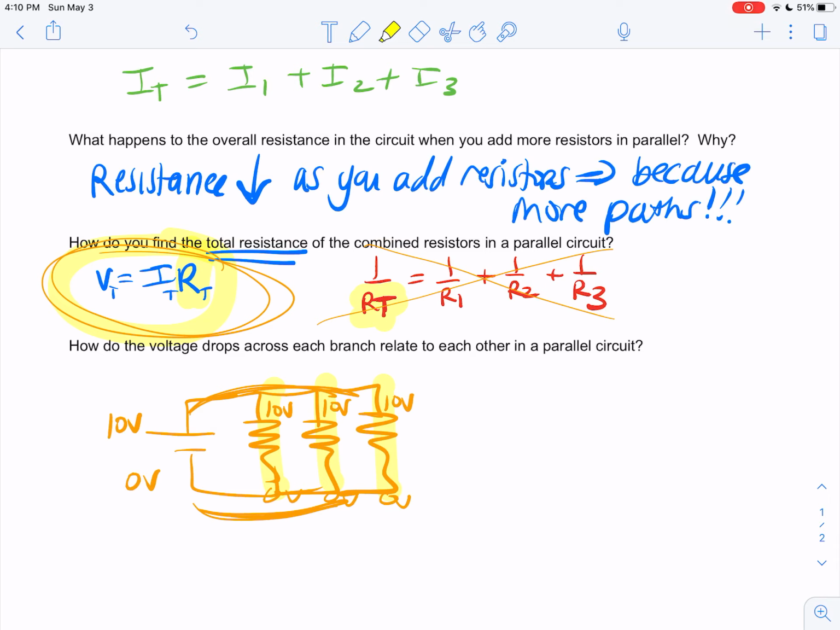And since each individual charge, I'll put another color, okay, is only going down one path or only down this path or only down this path, they have to drop that entire voltage there. Okay, so remember the total is going to be the same in each branch.